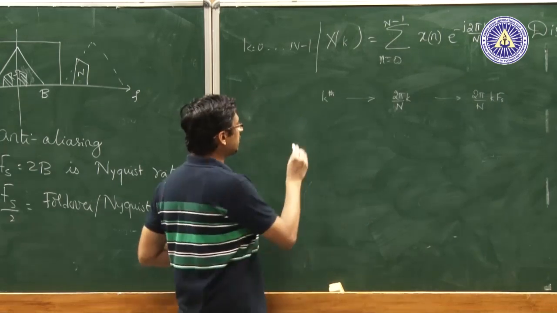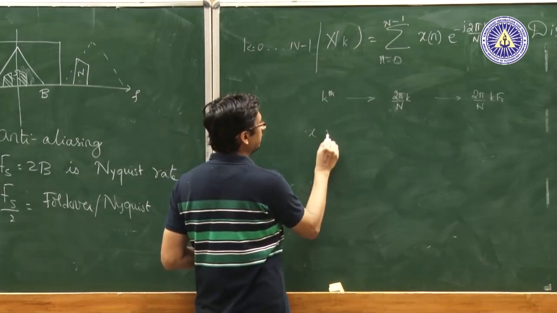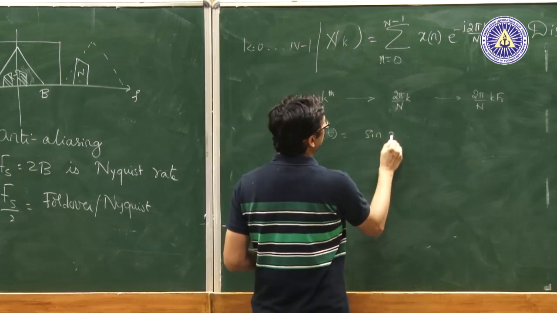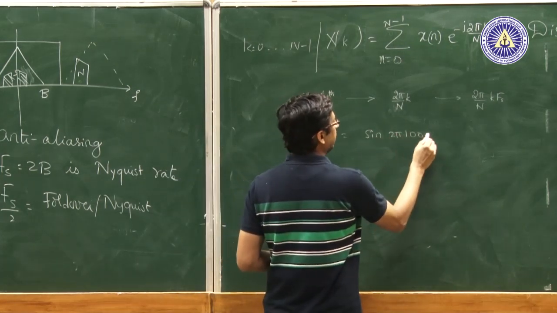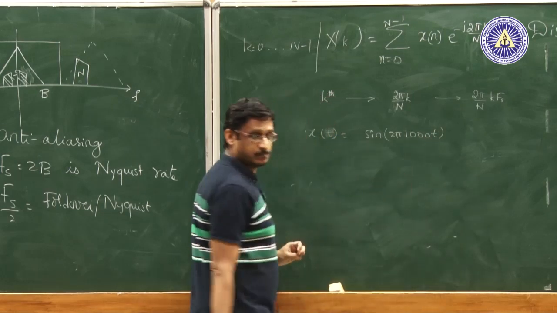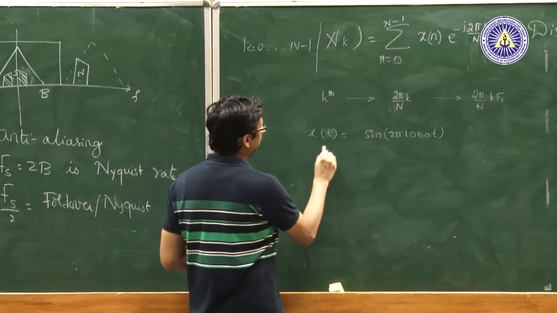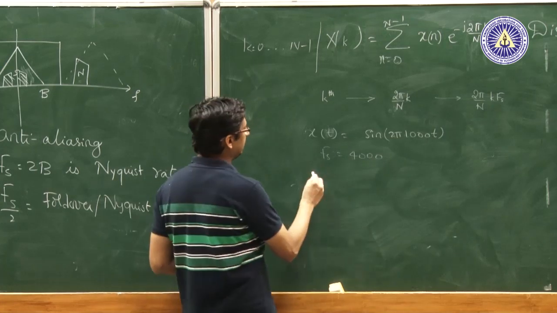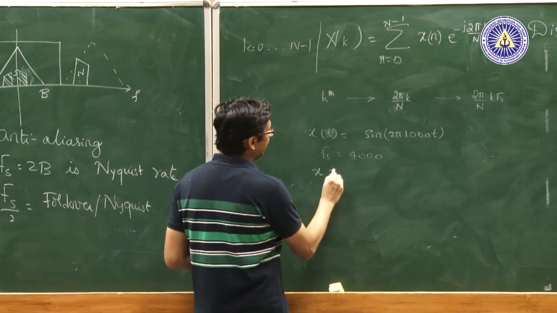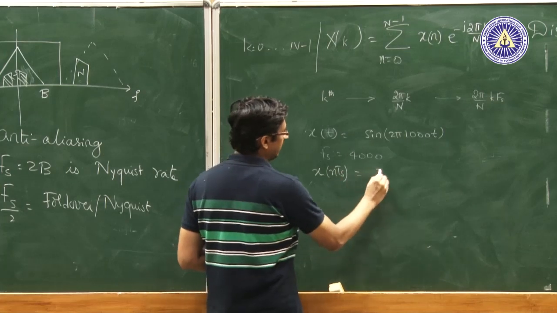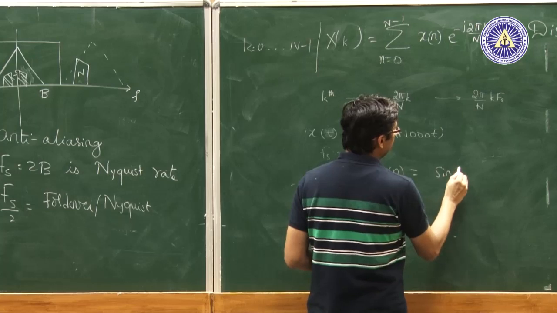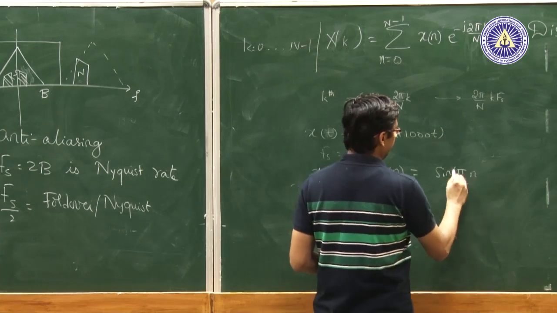Okay. Let me give you an example. Suppose x of t is sine 2 pi 1000 t, and you use a sampling rate of Fs equals 4000 and then sample this signal. So, you will have x of nTs, which anyway we are going to write as x of n, given by sine pi by 2 n, correct.